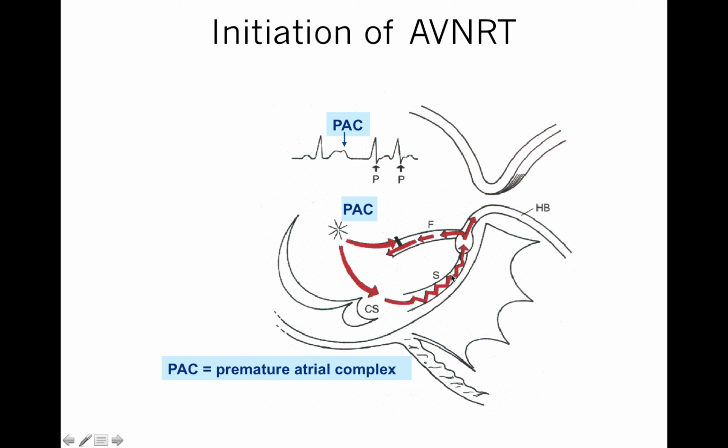And now, as it goes down the slow pathway, it will conduct to the ventricle, but at the same time conduct up the fast pathway to the atria, down the slow pathway, up the fast pathway, down the slow pathway, in what we call AV nodal reentrant tachycardia, AVNRT, until something stops this.